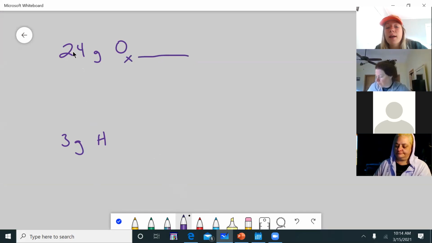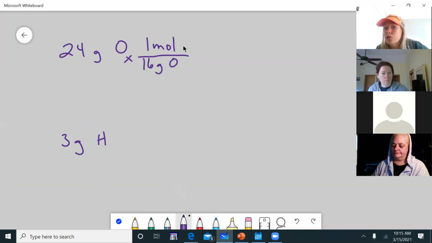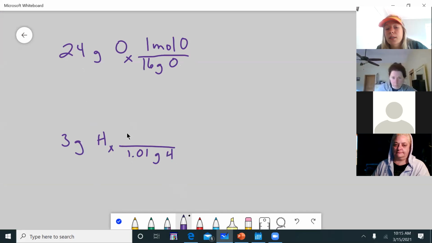When I say H2O, I'm not saying 2 grams of hydrogen for every 1 gram of oxygen. I'm saying 2 moles of hydrogen for every 1 mole of oxygen. So I need to get out of grams and get into moles. So in order to get out of grams of oxygen, I need to use the molar mass. 16 grams of oxygen will yield 1 mole of oxygen. I use the oxygens with the oxygens, and then we'll use the hydrogen molar mass over here. 1.01 gram of hydrogen will yield 1 mole of hydrogen.